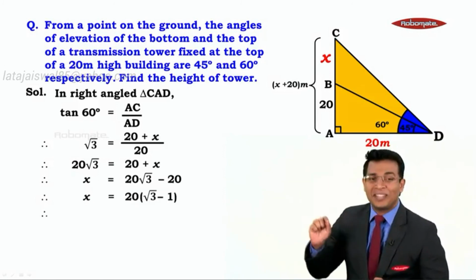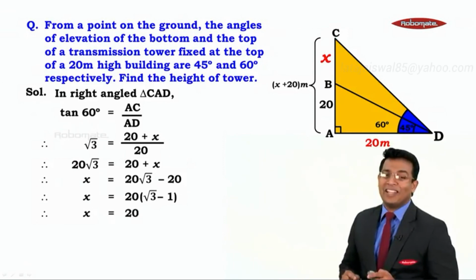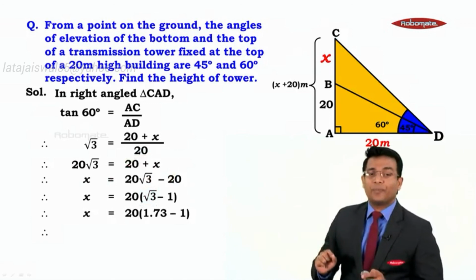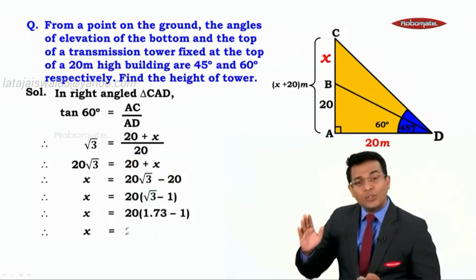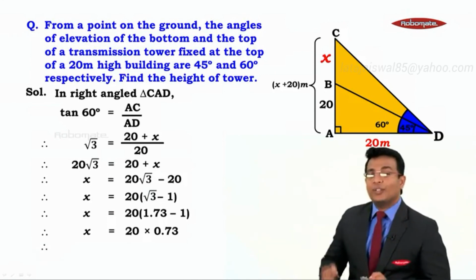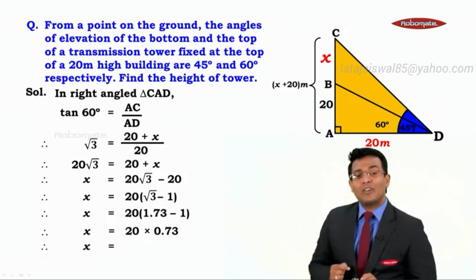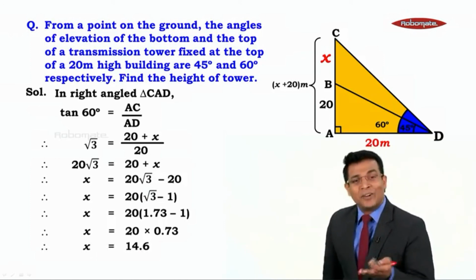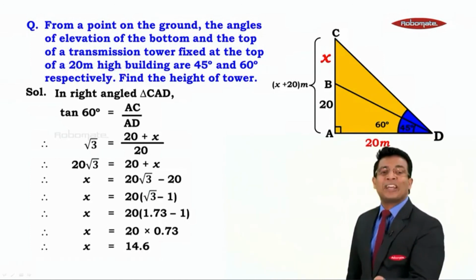And you know the value of root 3. The value of root 3 is 1.73. So we get 20 into bracket 1.73 minus 1. And 1.73 minus 1 is nothing but 0.73. So multiply that by 20. So you get the value of X. And we get the value of X as 14.6. What is X? That's the height of the tower. That's the height of the transmission tower which we need to find.